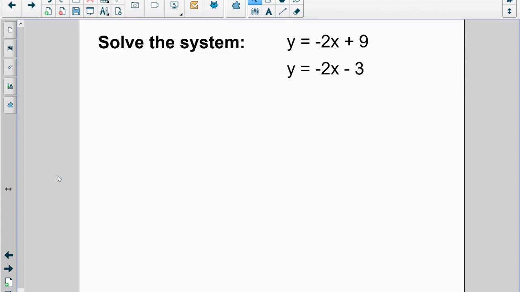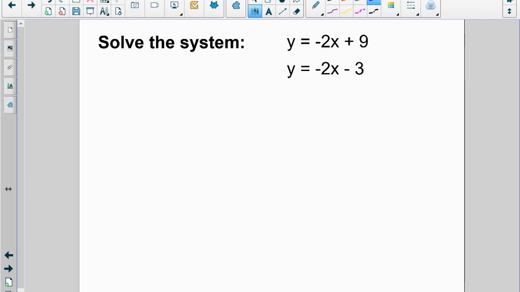So in this case, we have our two equations, y equals negative 2x plus 9 and y equals negative 2x minus 3. If I wanted to pick a way of solving this system of equations, I think I'd prefer to use substitution in this case because I have two equations that are both solved for y. Think of it as if y equals one thing and y equals another thing, that means those two things have to be equal to each other.